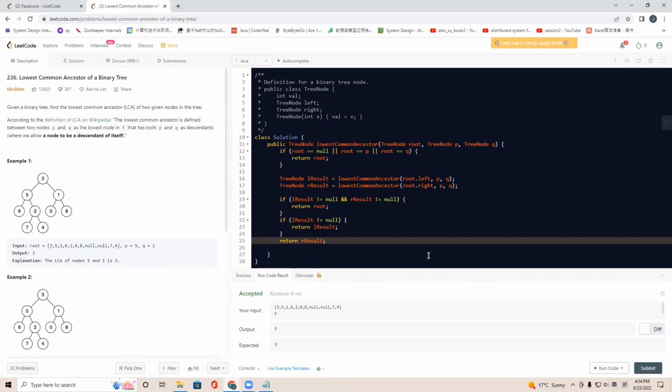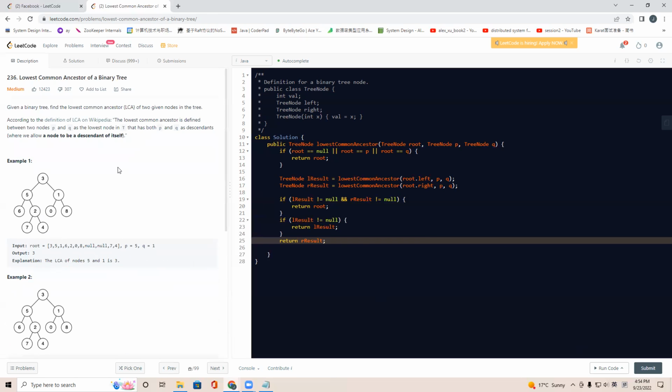Okay, we use divide and conquer, and for every tree node we are going to iterate once. It will be O(n) time complexity.